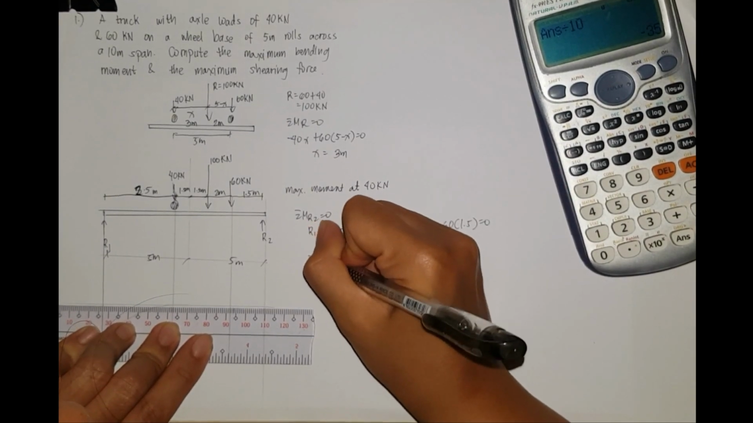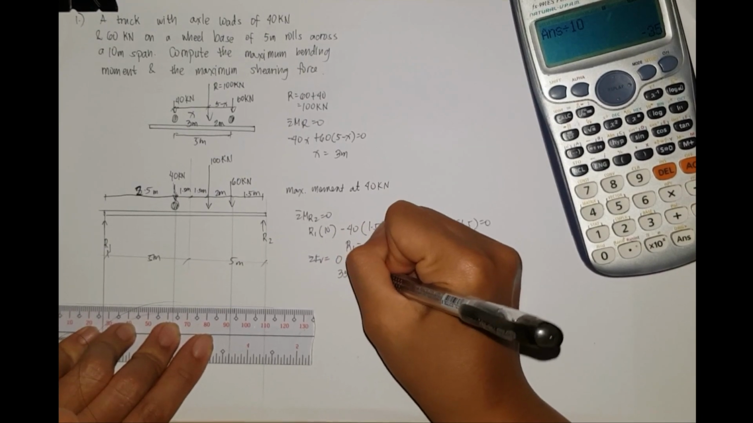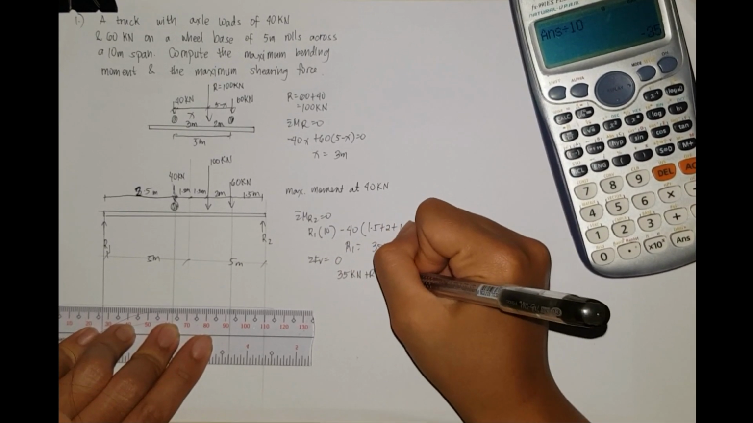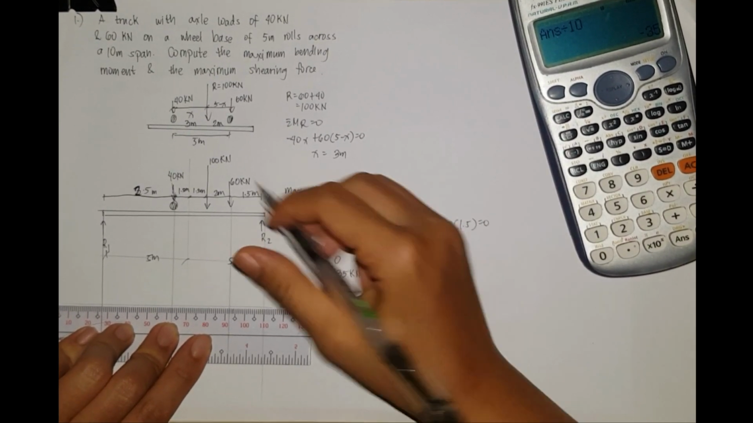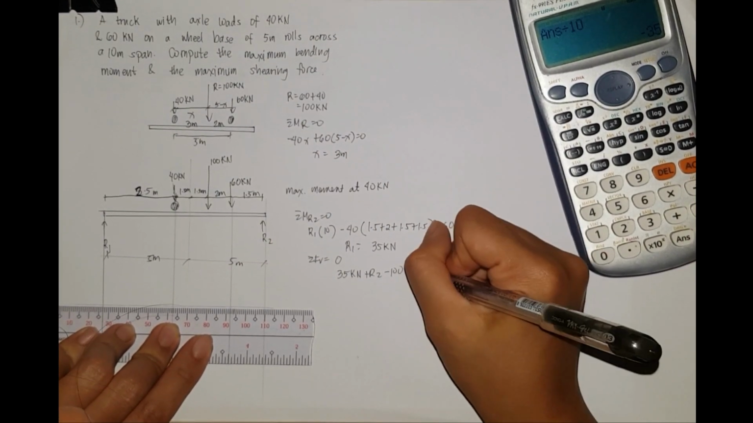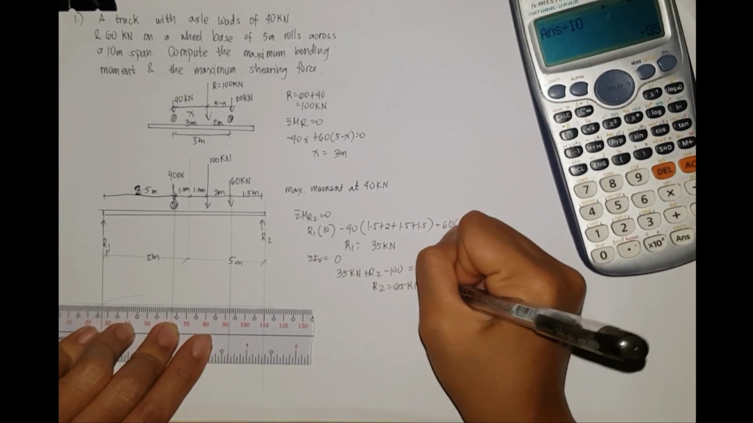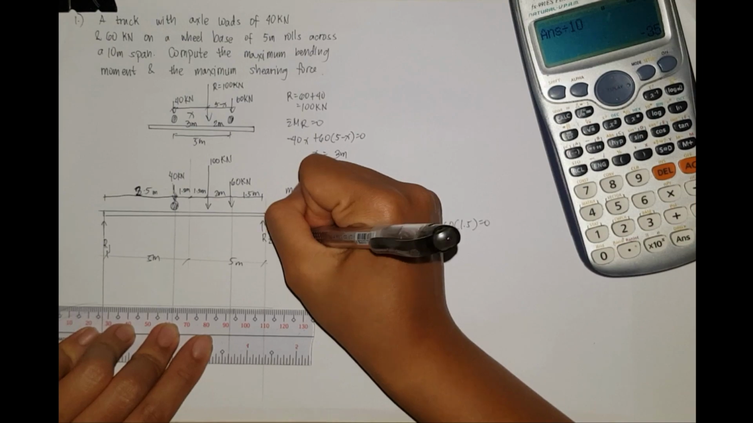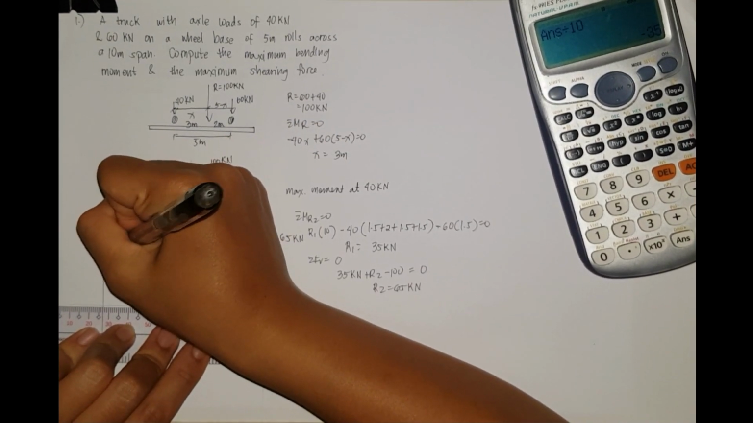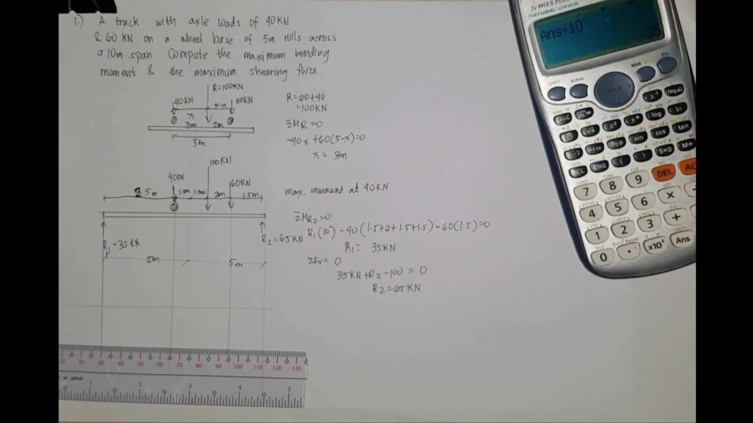Then, taking the summation of forces vertical is equal to 0. So, of course, we have 35 kilonewton plus R2 minus 100. So, kunuha ko na yung resultant. So, parehas lang kung 40 and 60 yung gamitin nyo. So, is equal to 0. Therefore, the reaction at 2 is equal to 65 kilonewton. So, this is 65 and this is 35. So, let us draw the shear and moment diagram.